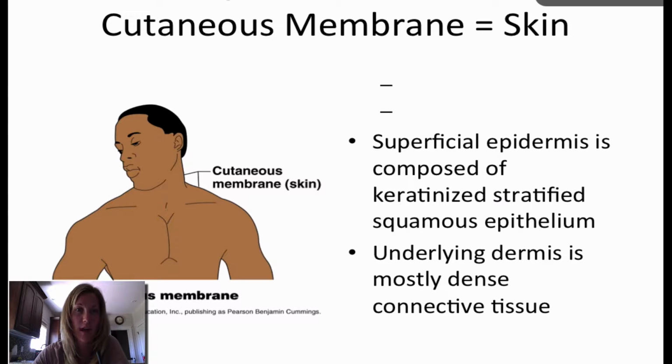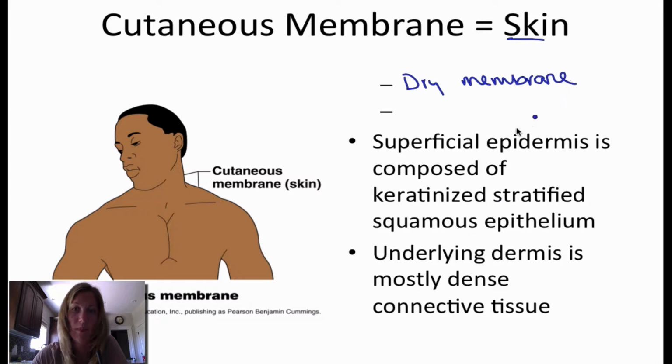Okay, so first up is the cutaneous membrane. Cutaneous means skin, but it's really a dry membrane. Okay, so your skin is dry. It's not mucousy and that sort of thing. In addition, your skin forms your outermost protective boundary.